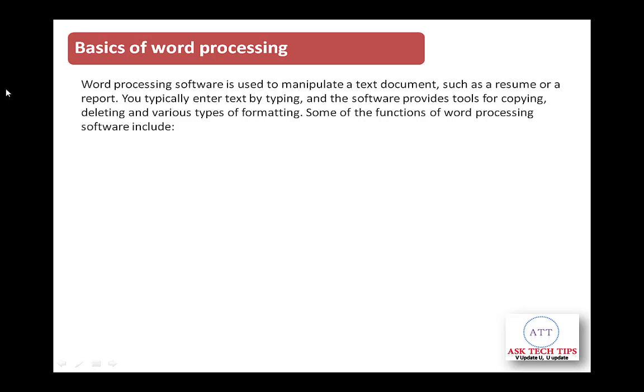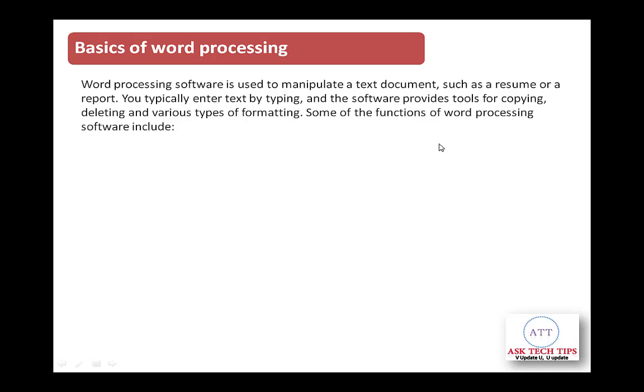Coming to word processing, it is software to manipulate a text document such as a resume or a report. If you want to create any resume or a statistical report, we can use word processing. Not only that, we can create letters also, and it will perform functions like copying, deleting, and formatting like bold, italic, underline.